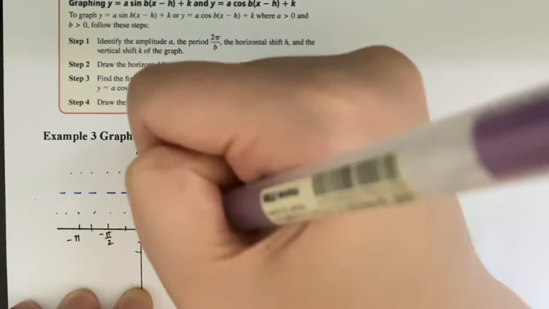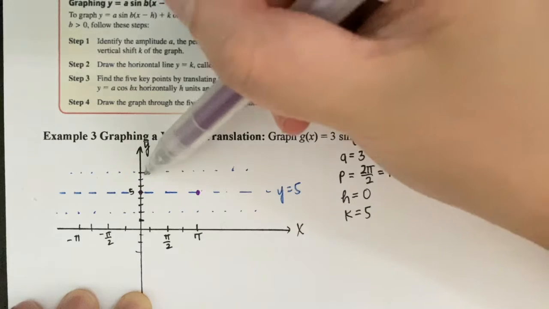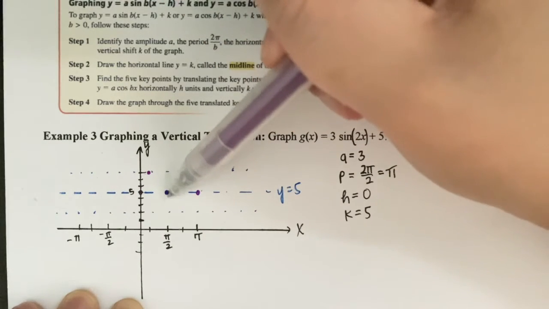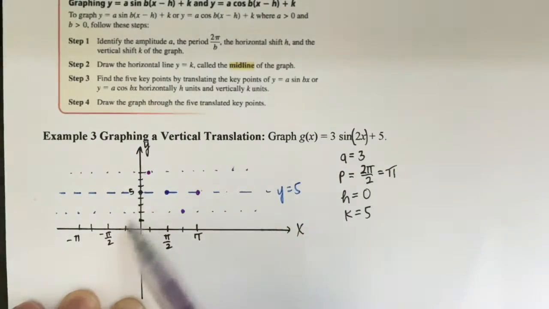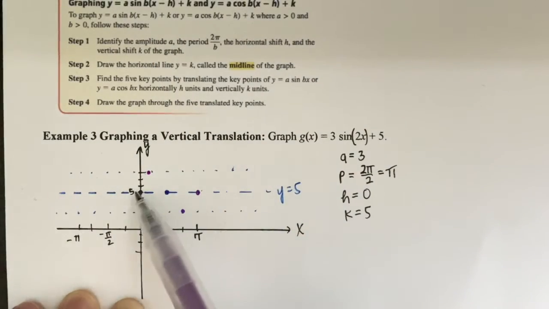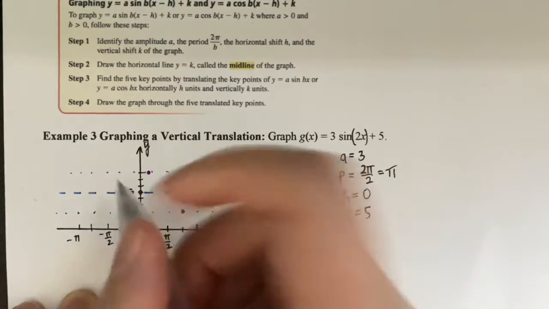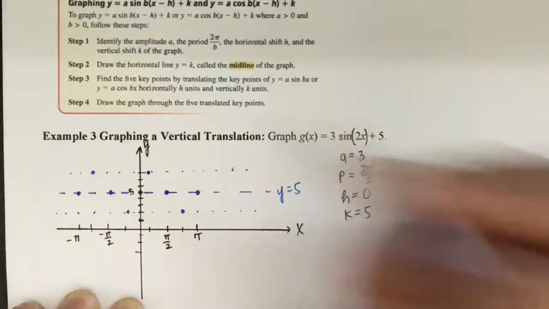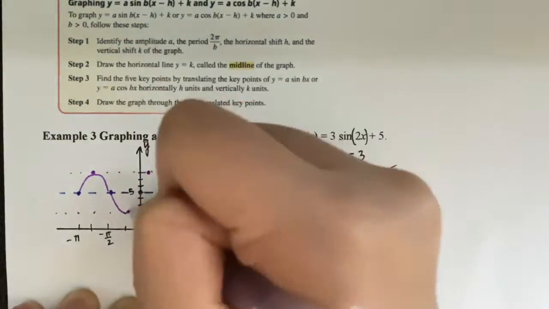So here at pi over 4, we will reach our maximum at 8. And then our graph goes back down to the midline. And from the midline, it will go down to our minimum and then back up to our midline. And that pattern will also be the same on the negative side of the graph. So from our origin, we go down to the minimum, back to the midline, up to the maximum, back to the midline. And now let's connect the points of our graph.